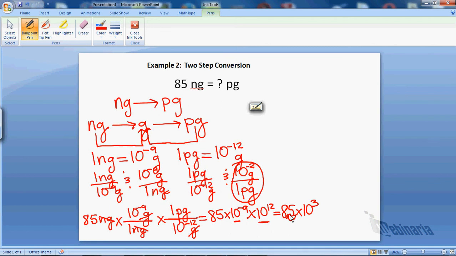Now, to put this in scientific notation, I would want to move that decimal one place to the left, and if I did, that would increase my power of 10 in my answer. So that would be 8.5 times 10 to the 4th. And my unit is picograms.